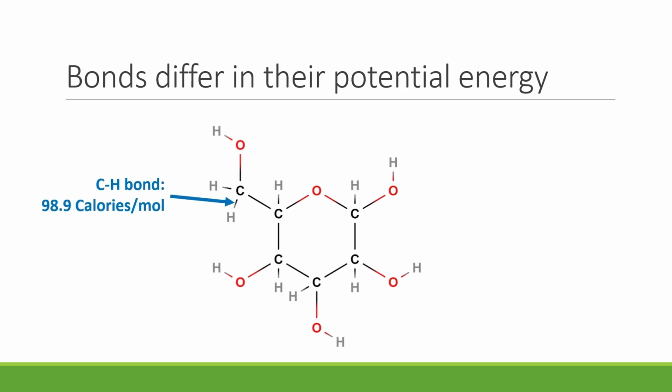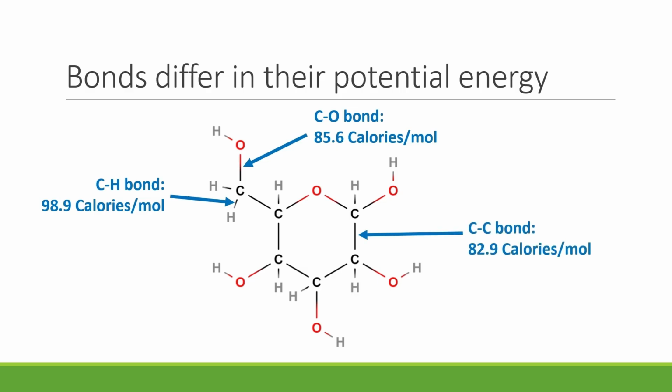hydrogen atom. A covalent bond between a carbon atom and a hydrogen atom contains 98.9 calories of potential energy per mole. And you don't really need to know this for our class, but a mole is a unit of measurement commonly used in chemistry that is equal to a specific number of molecules. For comparison, a bond between a carbon atom and an oxygen atom, which you can also see happening in glucose, contains just 85.6 calories of potential energy. And then a bond between two carbon atoms contains 82.9 calories of potential energy.